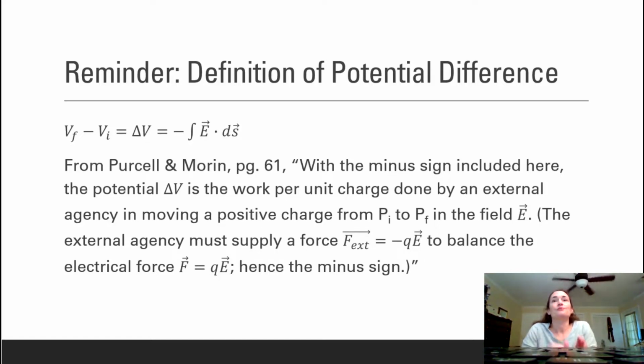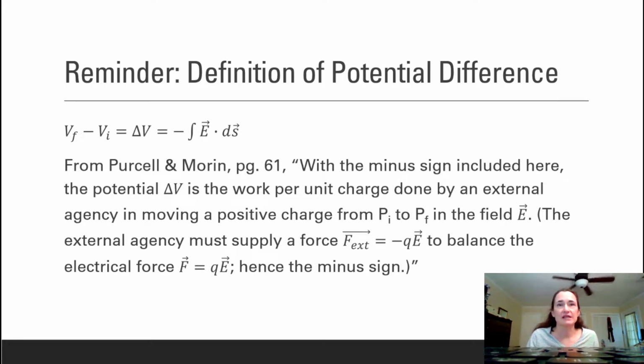Okay, so now if you look at the quote from the textbook, and I want us to think very hard about this quote, with the minus sign included here, the potential delta V is the work per unit charge done by an external agency in moving a positive charge from P initial to P final, your initial position to your final position, in the field E. The external agency must supply a force, F external, equal to minus QE to balance the electrical force, F equals QE, hence the minus sign, okay?